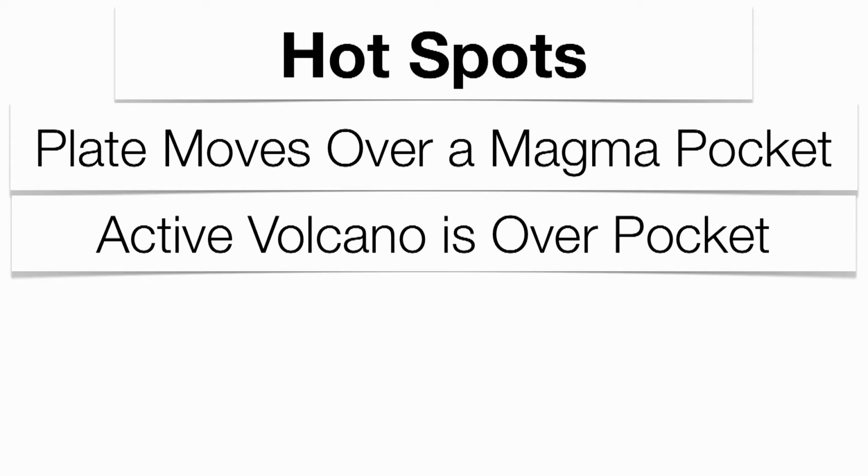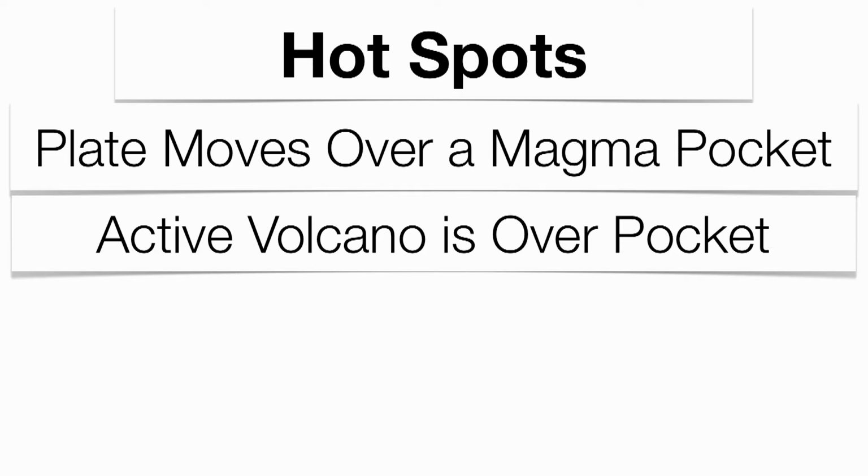That leads us to hotspots. Now, hotspots are a funny phenomenon because you tend to get volcanoes in the middle of a plate compared to along a plate boundary. So a plate is going to move over top of a magma pocket, or a pool of magma, underneath the surface. The magma is going to get forced upward through the crust and a volcano forms. So you tend to have a very active volcano over top of the magma pocket.